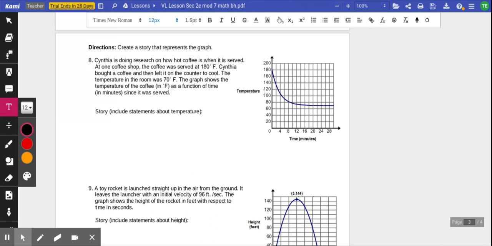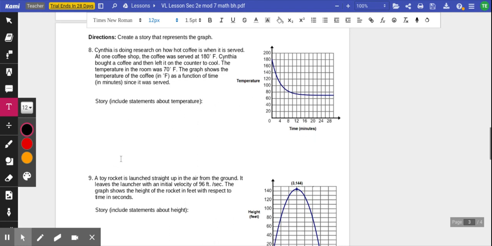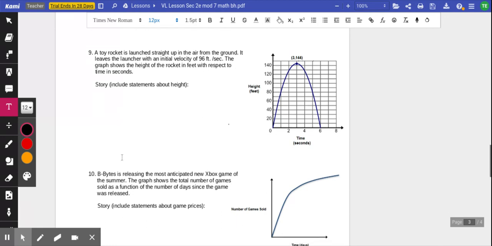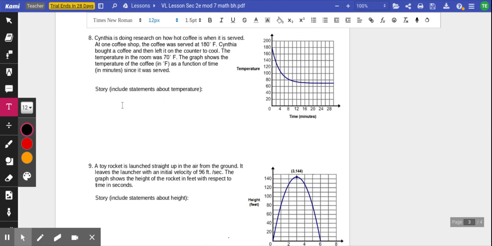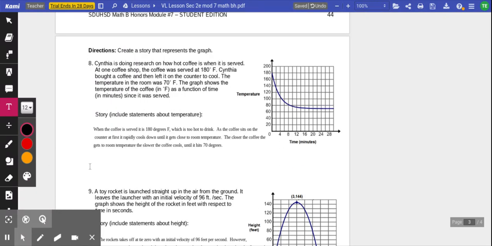So I want you to go ahead and pause the video and write a story, and then go do number 9 too. Okay, and try number 10. So you're going to try 8, 9, 10. I'll make stories too, and then we can compare our stories. So go ahead and pause the video. Okay, your stories might not be exactly like mine, but maybe similar.